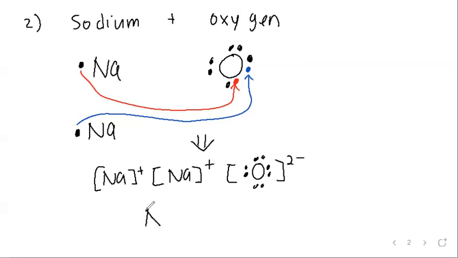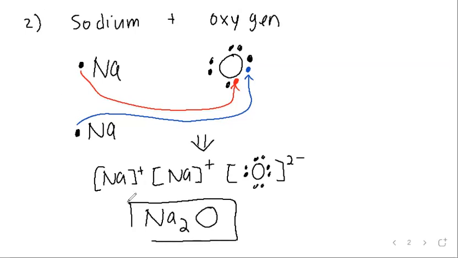So the resulting chemical formula is Na2 because we took 2 sodiums, O, and we only have 1 oxygen. And again, we don't have to write the 1 here. That's just implied. So we leave that blank and we just assume there's a 1. So the resulting chemical formula is Na2O for the ionic compound that forms between sodium and oxygen.